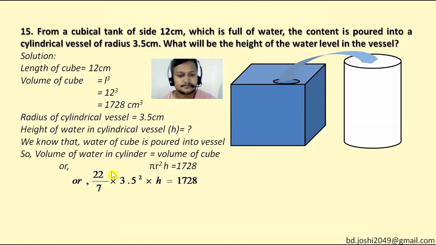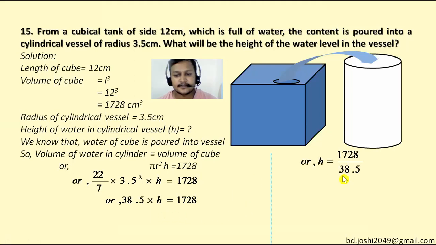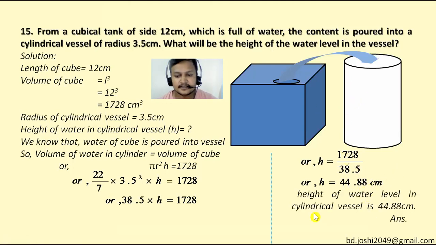Find out its value. 38.5. 38.5 into h is equal to 1728, or h is equal to 1728 divided by 38.5. Divide this one also. 44.88. It is equal to 44.88. So height of water inside the cylindrical vessel is 44.88 centimeter. This is our required answer.